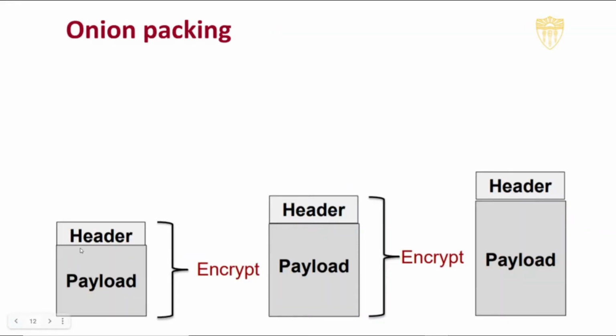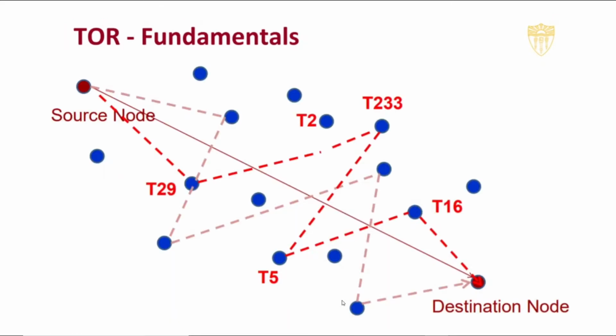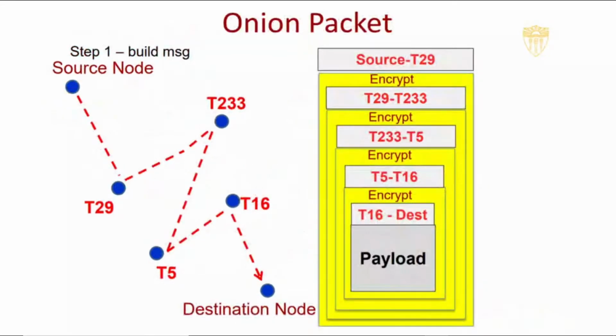And this can be seen here where you're encrypting the entire header and the payload in different levels, so that it can travel through different nodes. So for example, here you have a list of nodes, T29, basically T for Tor, and then these X amount of nodes, and then it bounces off of these nodes to reach the destination node from the source. And the whole setup can be seen here.